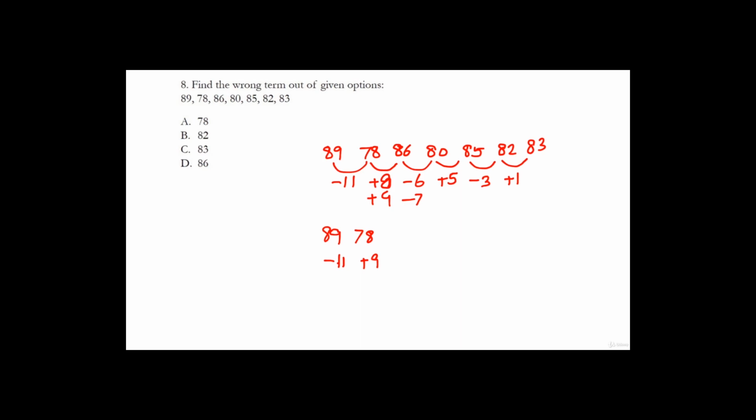So 78 plus 9 will give 87, and 87 minus 7 will give 80. 80 plus 5 will give 85. 85 minus 3 will give 82, and 82 plus 1 will give 83. So there should have been 87 to get a proper order, but we have 86, so 86 is the wrong number.